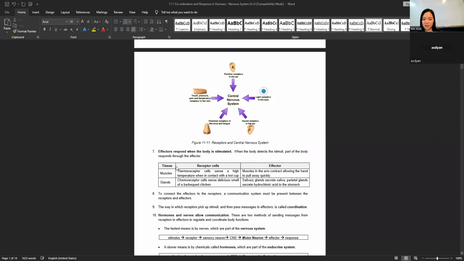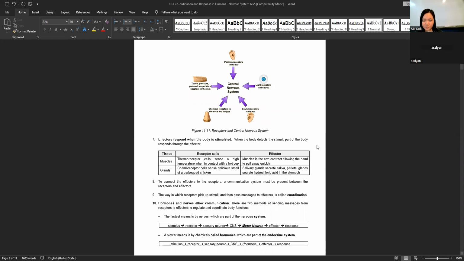Effectors respond when the body is stimulated. When the body detects the stimuli, the part of the body responds through the effector. We have muscles. Muscles are part of the effector. Thermoreceptors in the skin sense a high temperature when in contact with a hot cup. The muscles will contract to allow the hand to pull away. Then we have glands. Chemoreceptors sense a delicious smell. The effector, the salivary glands, secrete saliva. So there are two types of effector, the muscles and the glands.